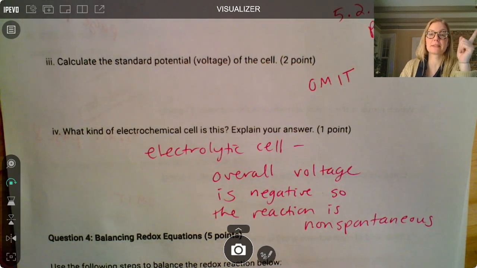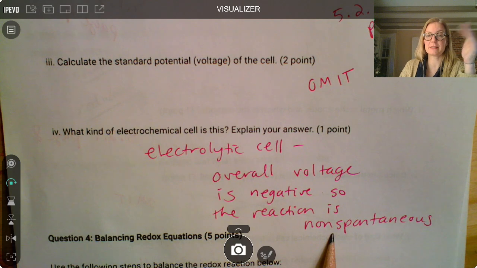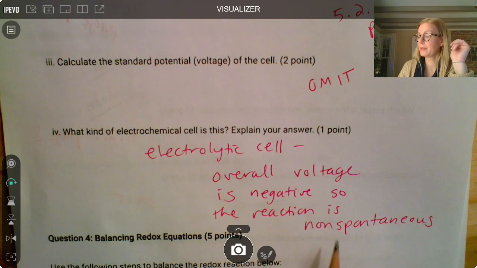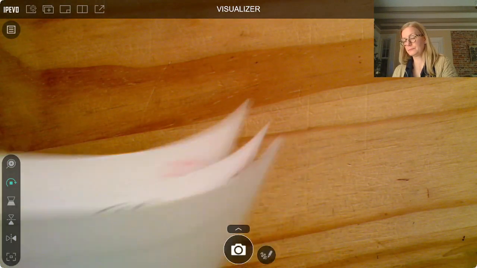This is an electrolytic cell. The reason is a couple of things, but it's because overall the voltage is negative, so the reaction's non-spontaneous. This is not going to happen on its own, okay? You have to add energy to do it, okay? Let's see.